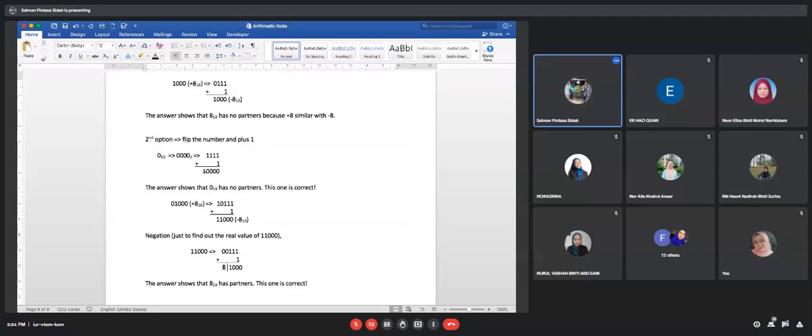So, see? We get positive 8, right? So it means 11000 represents negative 8, because if we prove by using negation, we find out the positive value of it, we will get this one. So it's proven that 11000 is negative.